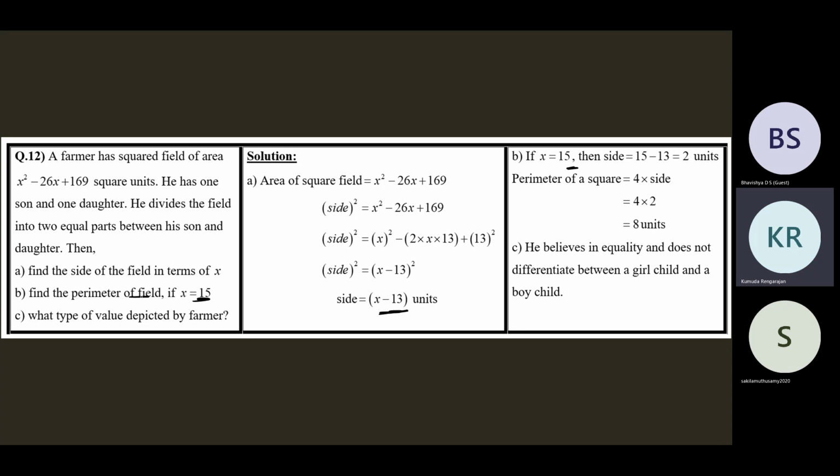So if x is 15, what is the perimeter of the field? The side is 2 units. Perimeter of a square is 4a, 4 into side. So 4 into 2, 8 units is the perimeter. What type of value is depicted by the farmer? So he believes in equality. The father believes in equality, not like in some families where the son is given more importance than the daughter.